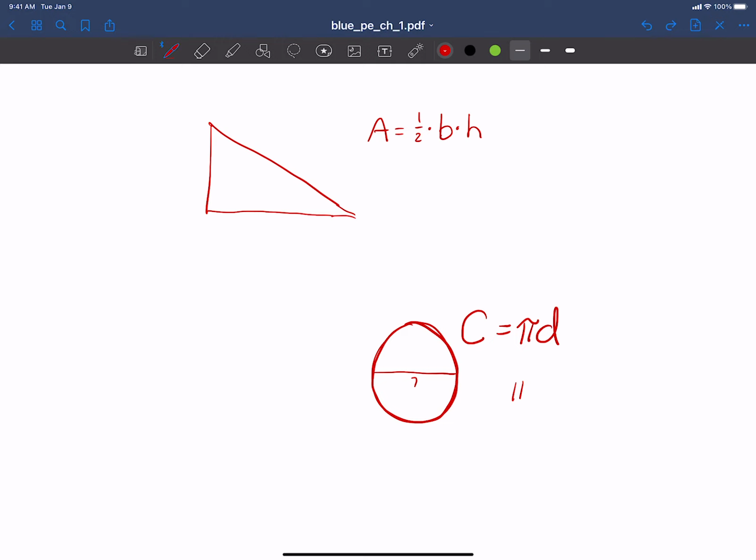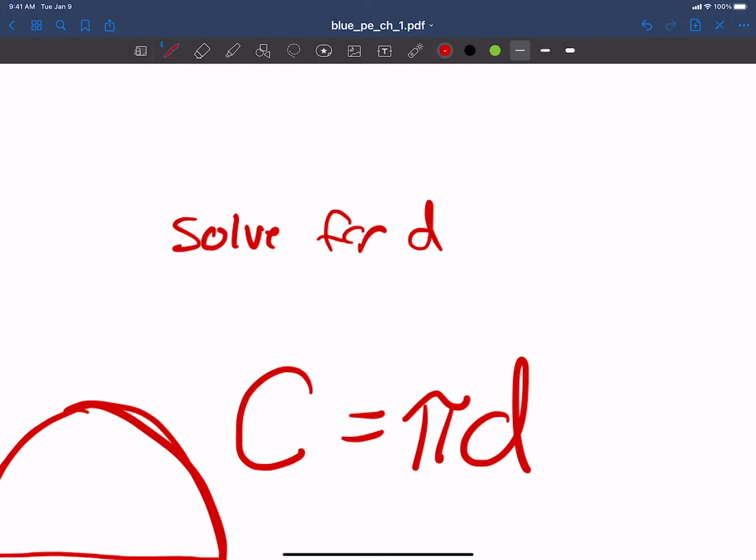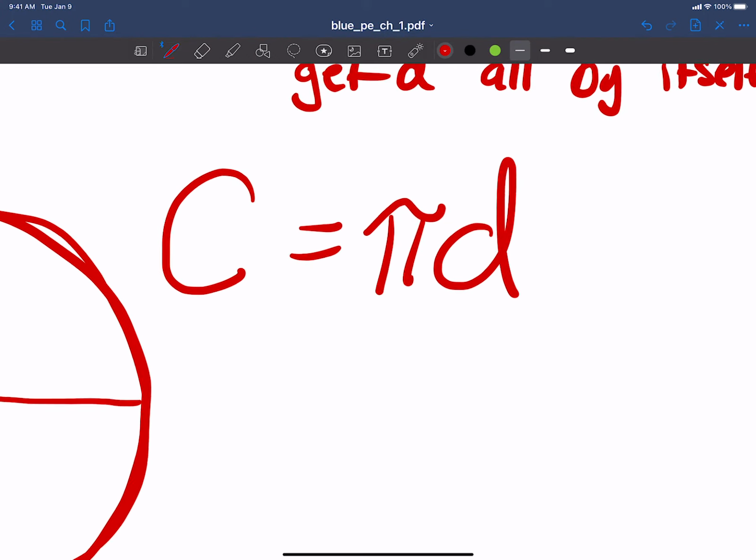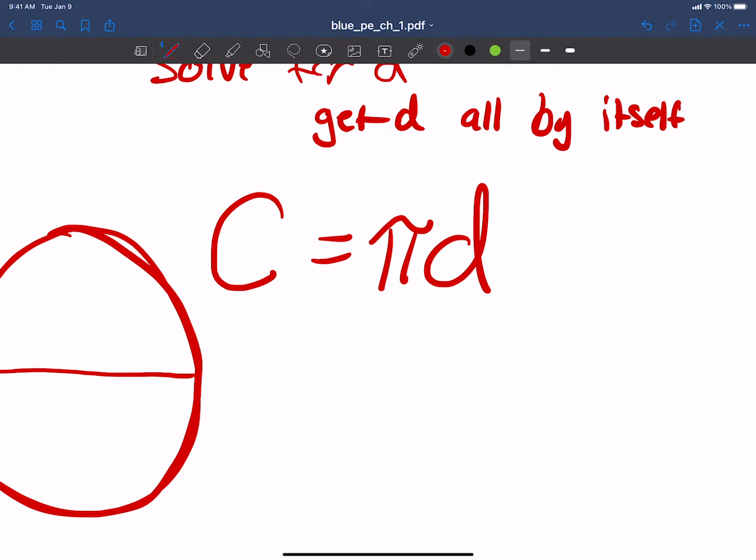But I don't know the diameter, okay? I just want you to come up with a formula to get diameter by itself. So if the direction said solve for D, what that actually means is get D all by itself. Okay, that's my job. Get D by itself. What's happening to D? It's being multiplied by pi. What's the opposite of being multiplied by pi? Being divided by pi. But if I do it to one side, I've got to do it to the other.